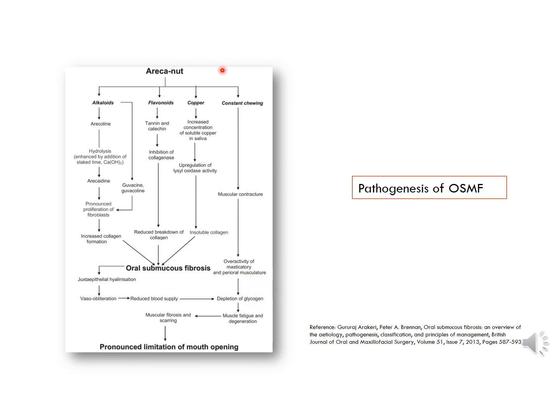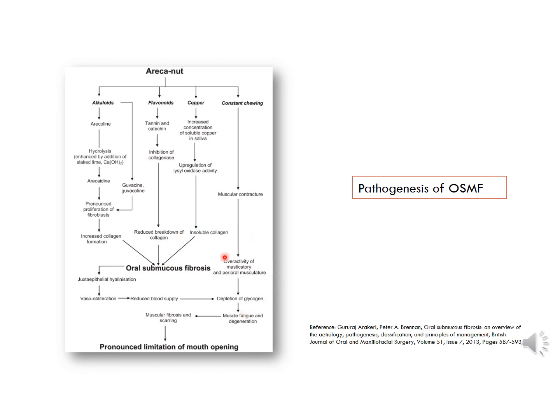Okay. So the second component, which is the flavonoids, again leads to tannins and catechin production, which inhibit collagenase, which reduces the breakdown of collagen, thus increasing the fibrosis content. Similarly, copper: there is an increased concentration of soluble copper in the saliva because of the areca nut and the components of the gutka, which leads to upregulation of lysyl oxidase activity, leading to insoluble collagen formation, thus again increasing fibrosis.